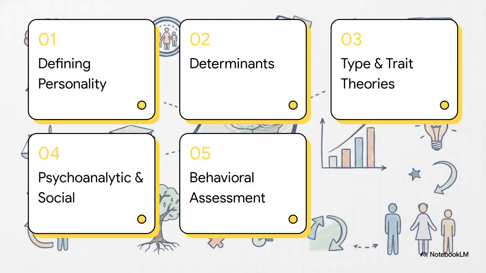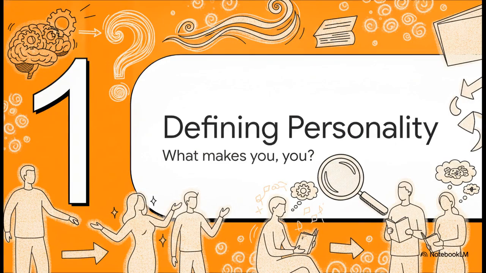So, what's on the agenda for this explainer? We'll briefly run through defining personality and its core determinants. Then, we'll dive into type and trait theories, psychoanalytic and social cognitive views, and finally wrap up with behavioral assessment. Section 1. Defining personality. What actually makes you, you?